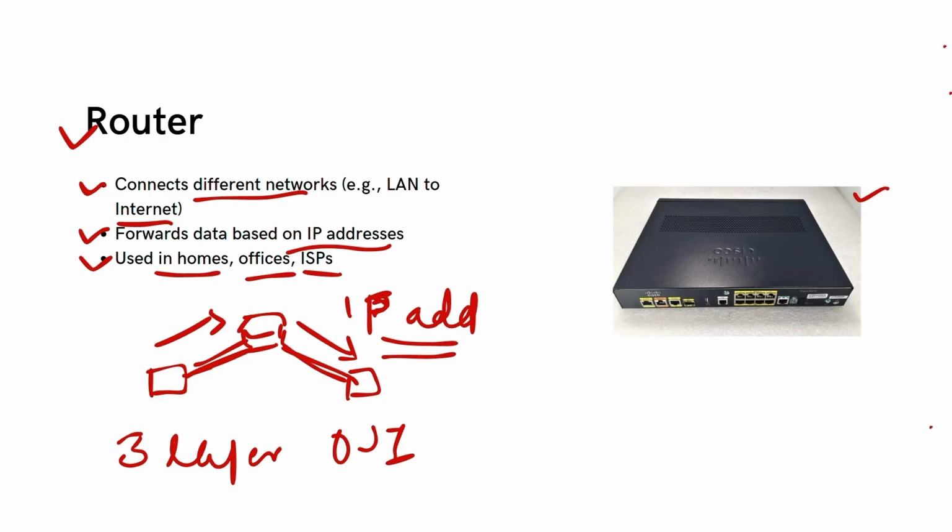So this is the router, and as you can see these are the ports where we connect the cables, Ethernet cables, console cables. It has its own routing table. It stores information in the routing table. It takes the decisions and forwards the packet.